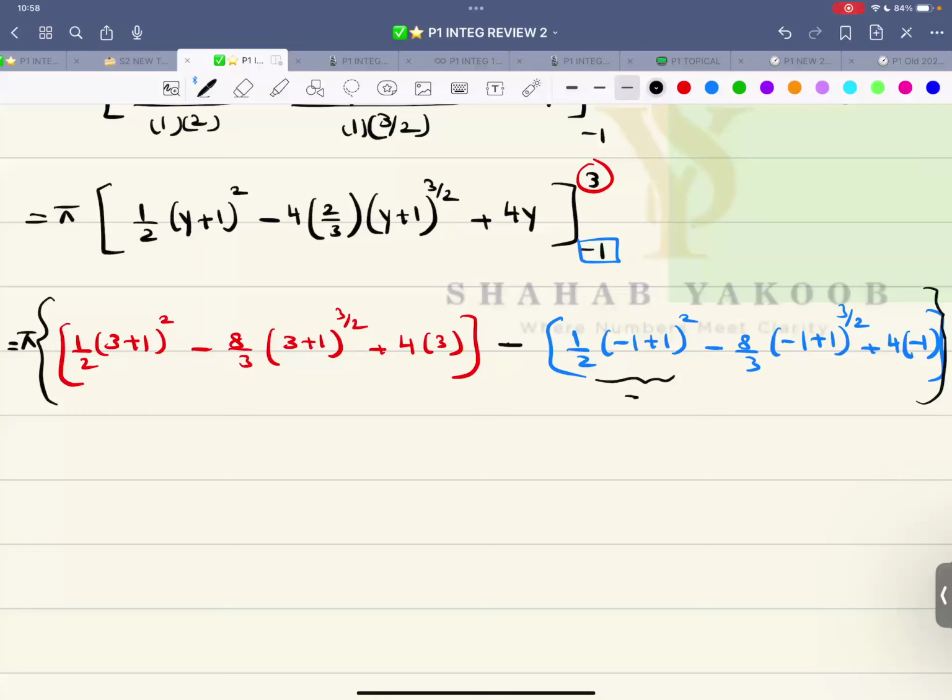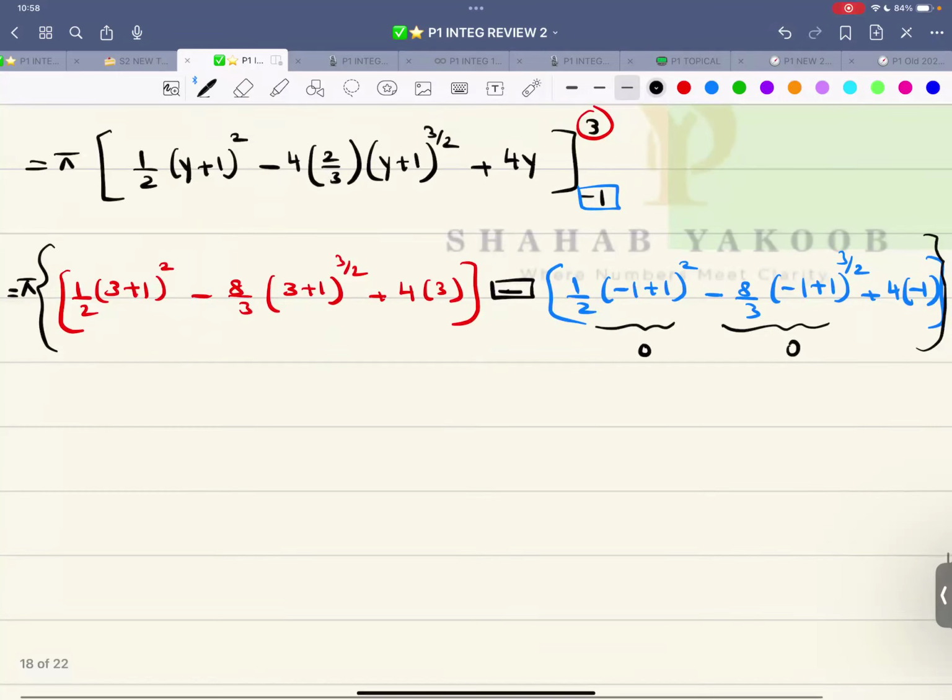So this becomes 0. This becomes 0. This becomes 0. 4 into -1 is -4, and there is a minus sign over here, so this becomes a +4. 4 into 3, that is 12. That's all good. 3 plus 1 is 4. 4 square is 16. 16 divided by 2 is 8. That's an 8 over here. -8 over 3. 3 plus 1 is 4.